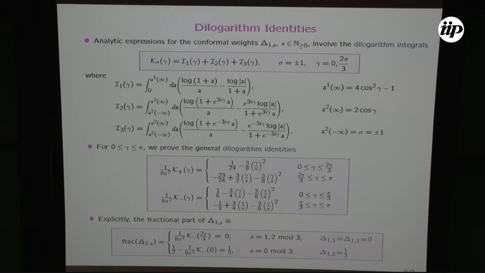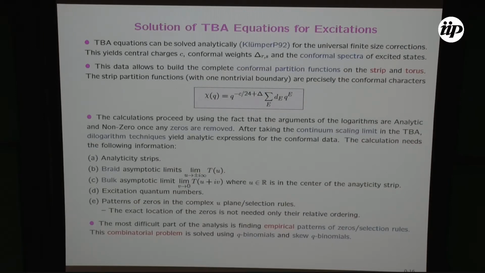So these are the only dilogarithm identities that are needed to obtain the finite size corrections, the conformal weights, and even all of the excitation spectra in the first column of the Kac table, and that's the only column we look at. We don't look at r greater than 1 in this work. Solving TBA equations is a lot of work, but by now it's quite standard.